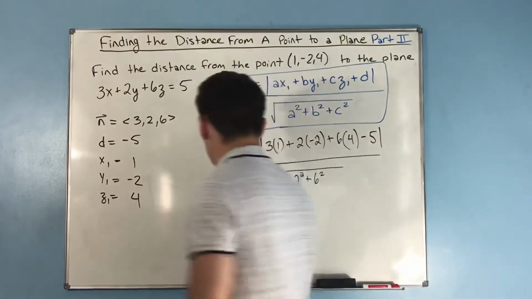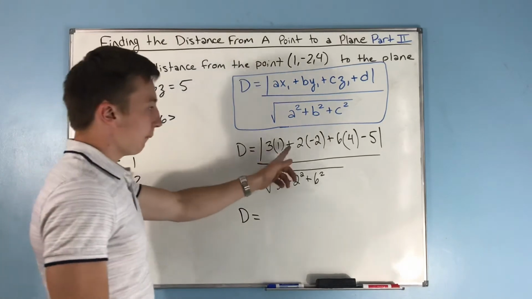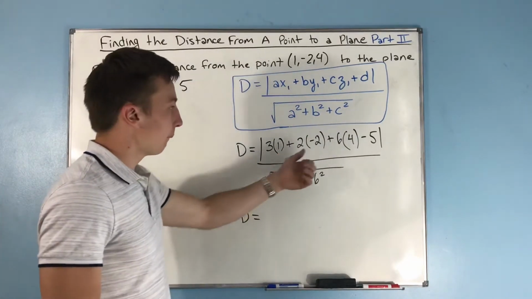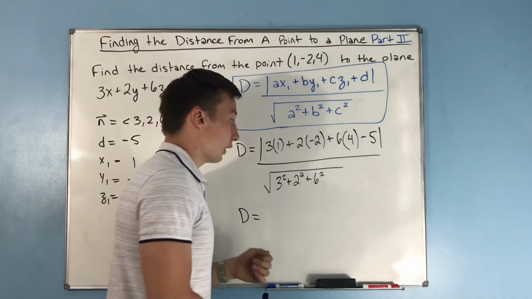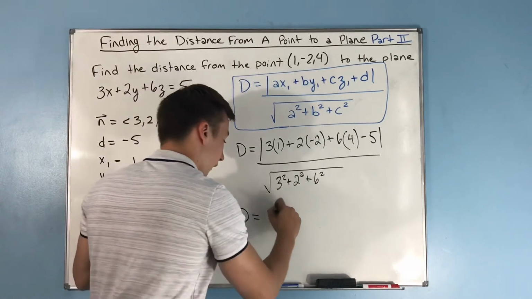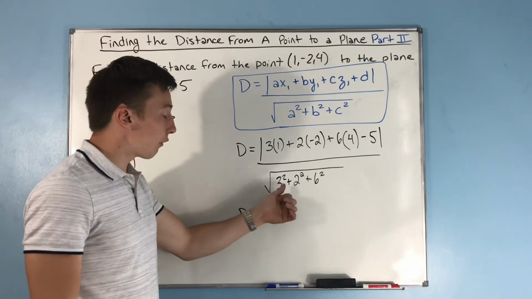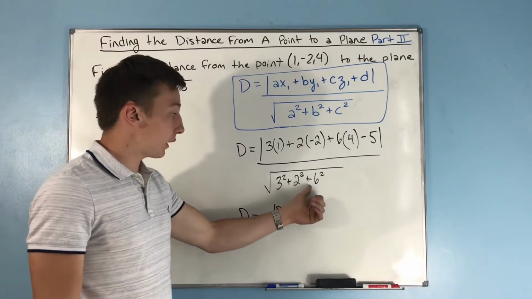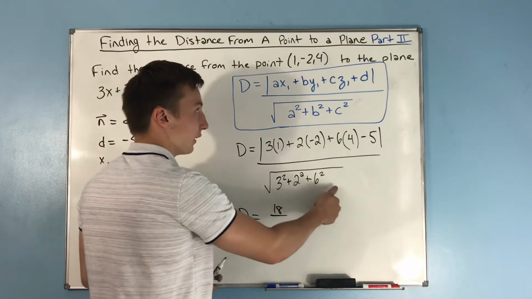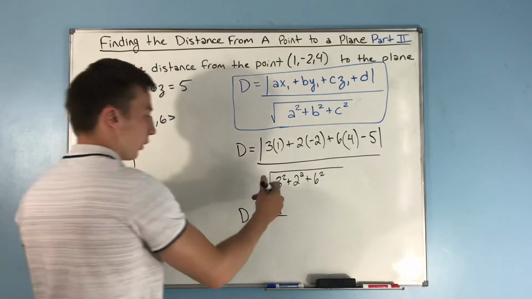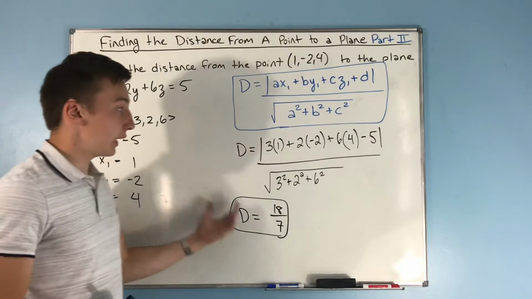Now, a little bit of algebra here. The distance is going to be equal to 3 minus 4, which is -1, plus 24 is 23, and -5 gives you 18. So you have the absolute value of 18, which is 18 on the top. And that's going to be over 9 plus 4, which is 13, plus 36, which is 49. So you have the square root of 49, that's 7. Almost lost it there, got it. So your distance is going to be 18 over 7.